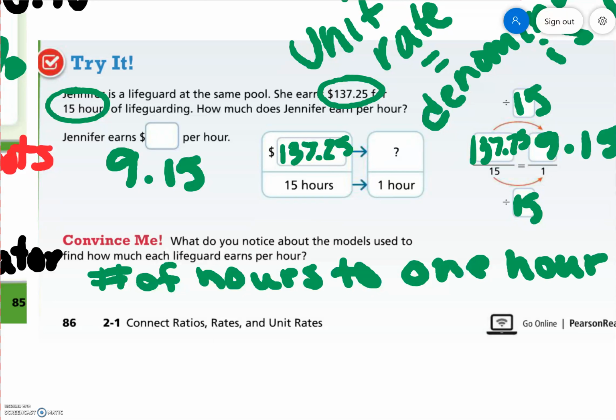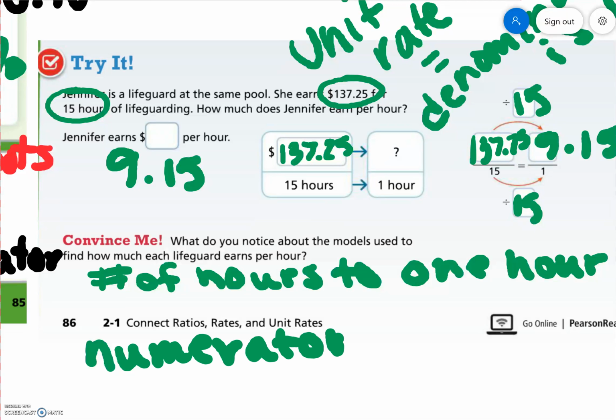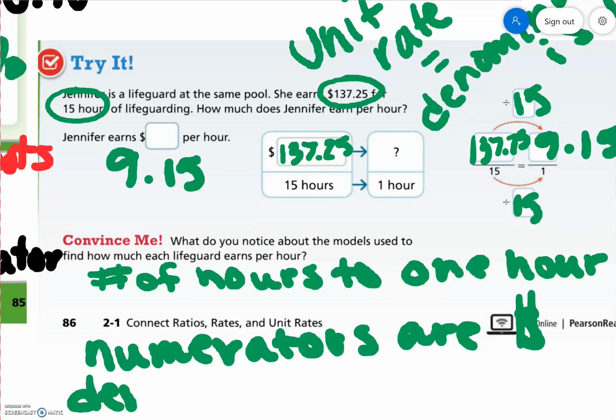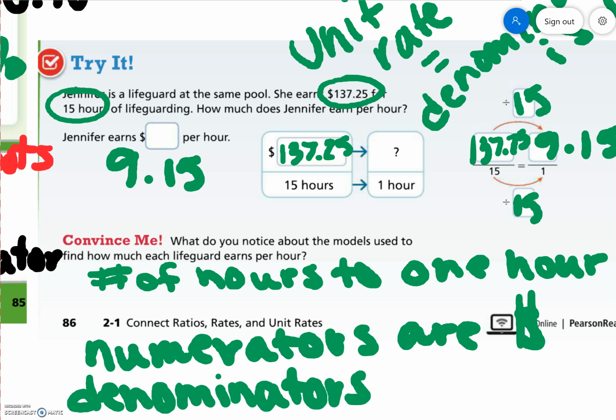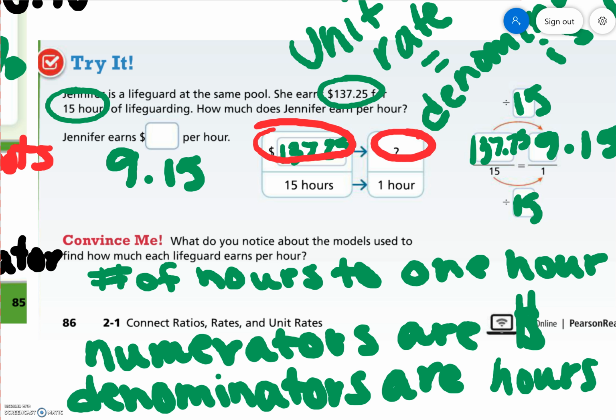And both of the numerators are money, and the denominators are hours. So what that's saying is that the money is on top, and the hours is on bottom. So always make sure that's lined up.